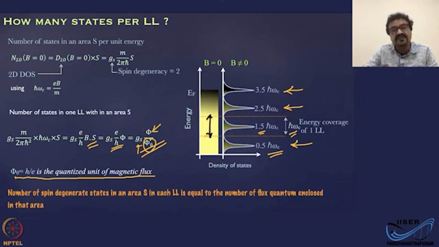All this says is that the number of states in an area S in each Landau level is equal to the number of flux quanta enclosed in that area. But now you know that the flux quantum enclosed between every Landau level should be the same because the area between every Landau level is the same, that we have seen in the previous class. All right. So the take-home message here is that the number of spin degenerate states in an area in each Landau level is equal to the number of flux quanta enclosed in that area.